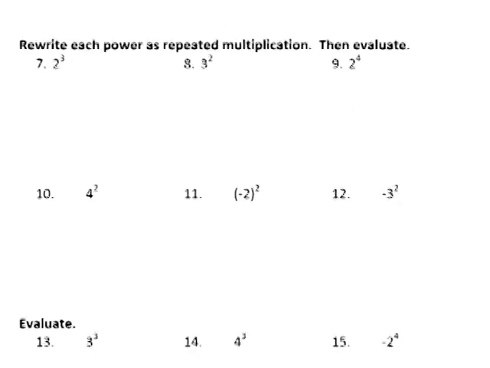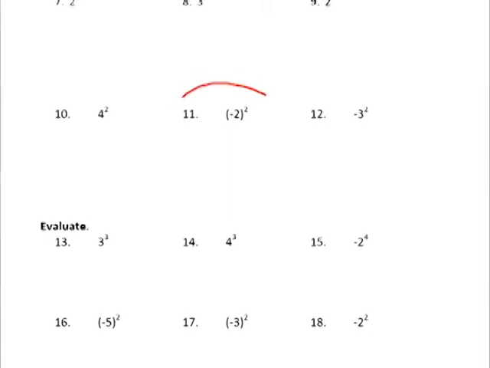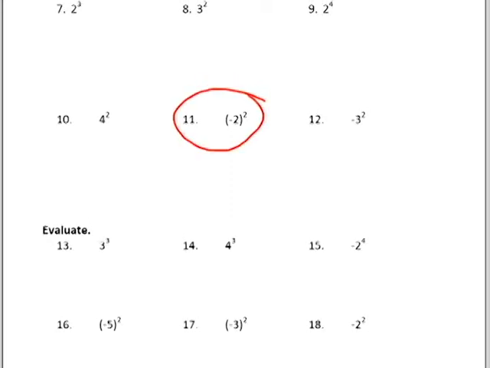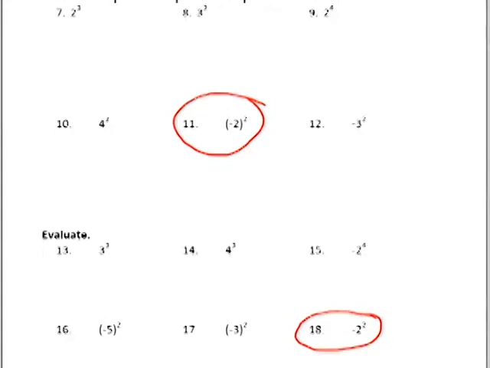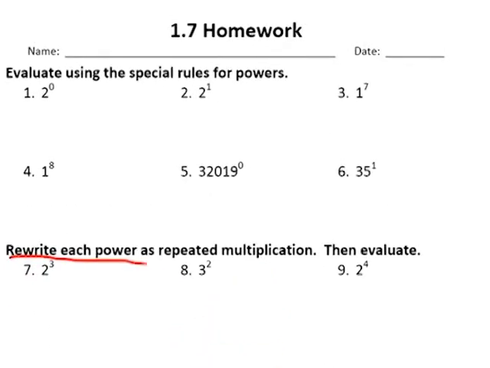Here is your homework. Be very, very careful at noticing the difference. Some of these have parentheses when there's a negative. Some of them do not. They are very different. Read the instructions very carefully. Some tell you to make sure you rewrite each one as repeated multiplication. If the work is not there for 7 through 12, the answer will not count. 13 through 18, use any method you want, including calculator.